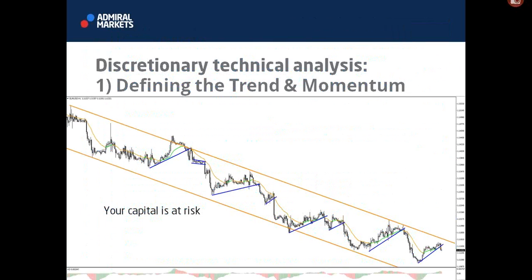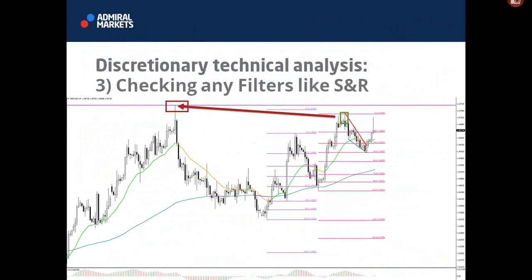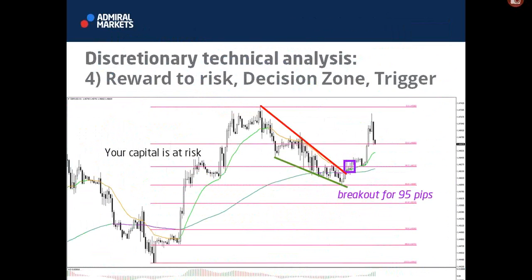Defining the trend is the first step, and the momentum, which direction is price heading to. Then we're looking for opportunities to either join the trend or trade against the trend using Fibonacci and patterns. Step 3 is to check if there are any filters or support or resistance levels that could be blocking a trade from developing. Step 4 is to make sure that when a trade is taken, there's good reward to risk.